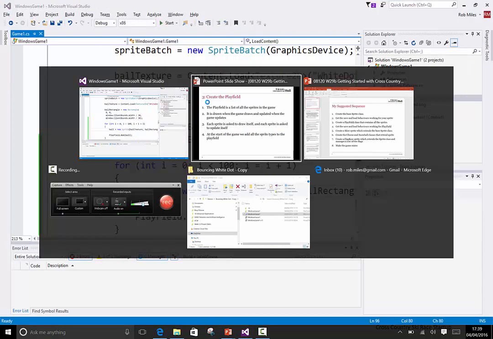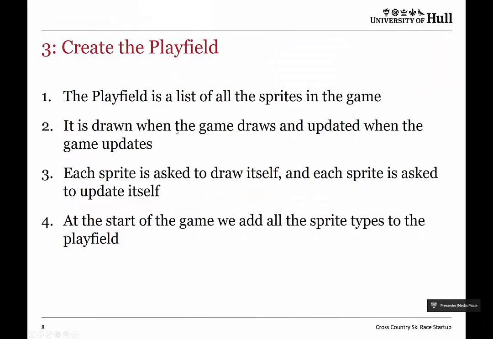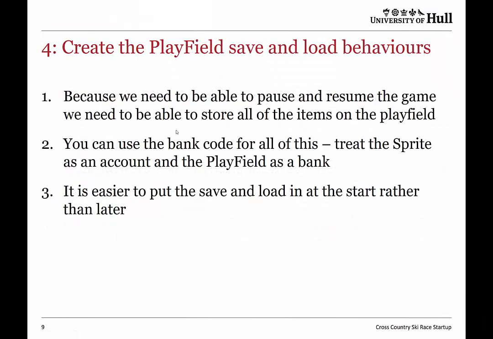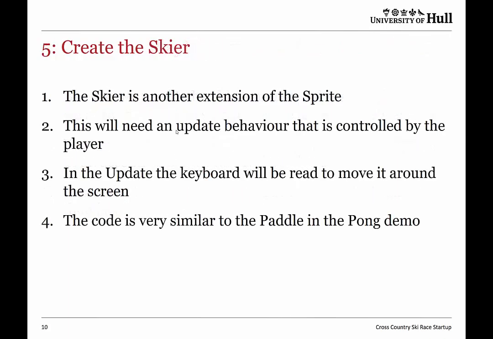What I'll do is stop that, and then we'll go back to my slides. Whack them all into the thing. So, playfield load and save. You can do that, I don't care about that. Make a skier. Well, the skier is just like an ordinary sprite, except that when we update him, we read the keys to see which way he's going to move. I haven't given these guys a movement speed yet. Maybe I should lob that in.